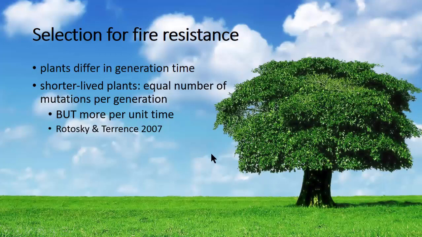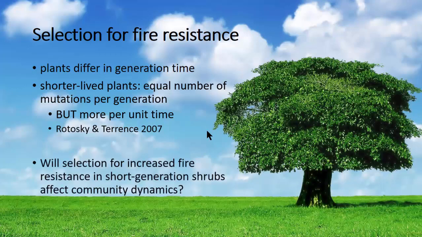And then here's a little reference. I just made this reference up, but you do want to have a reference to some part of the scientific literature, not a textbook, okay? Something published in a journal somewhere. And then I get to what it is that I'm going to talk about. You have to include something like this. This is the exact question that I'm going to address: will selection for increased fire resistance in short generation shrubs affect community dynamics? So specify your particular question at some point.